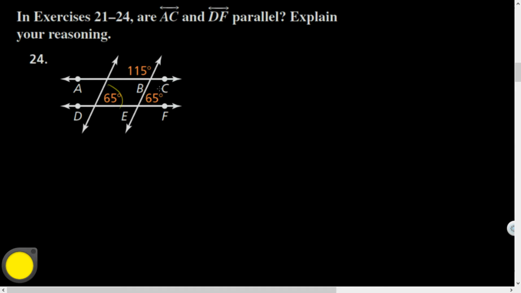Now, I've got this congruent to that. So what does that tell me? That would tell me that, yeah, these two lines are parallel. By which theorem? Right, corresponding angles converse would say that these lines are parallel. That doesn't tell me anything about the lines that I'm looking for.